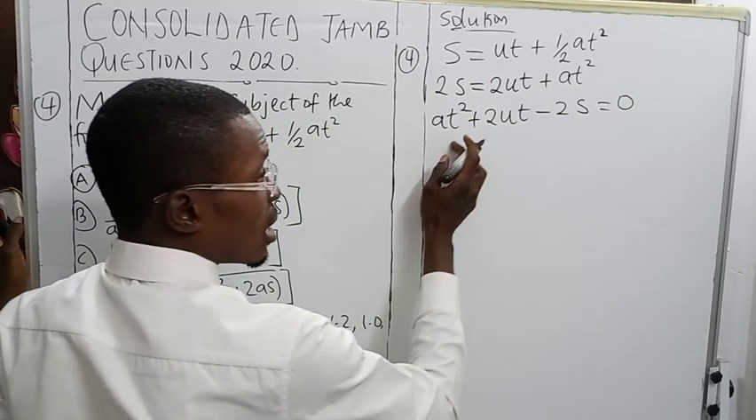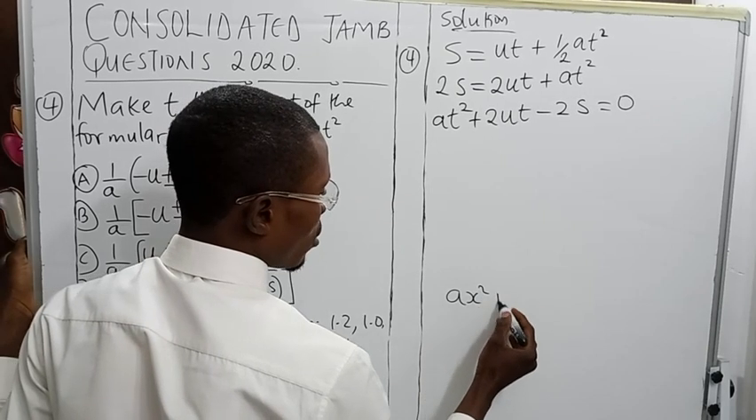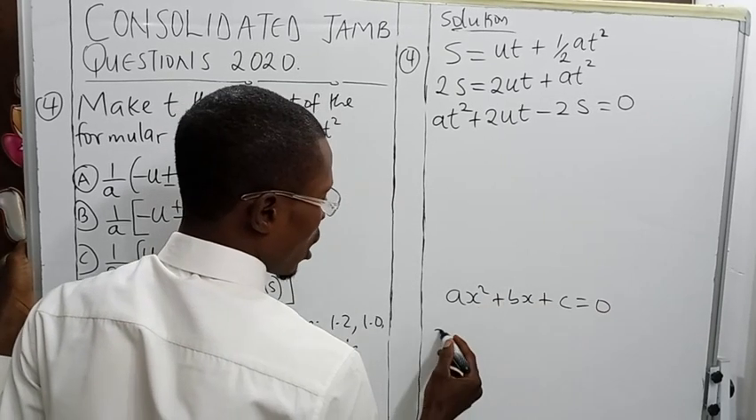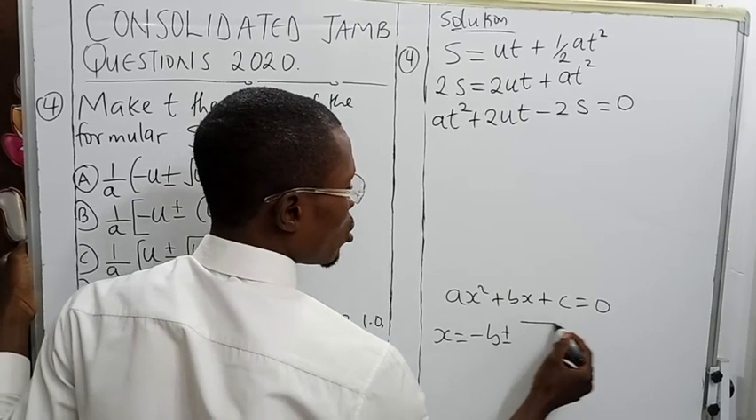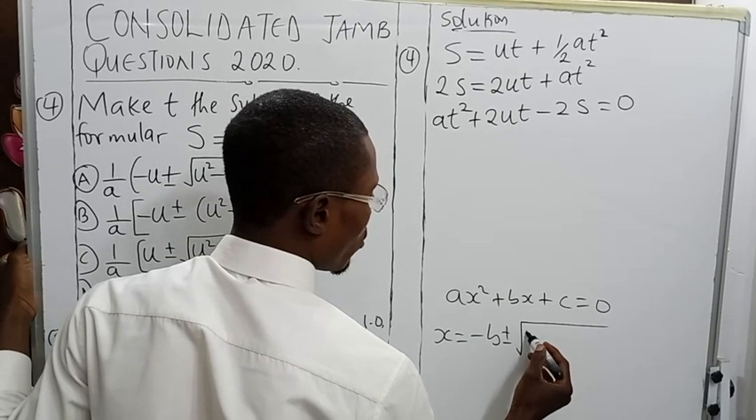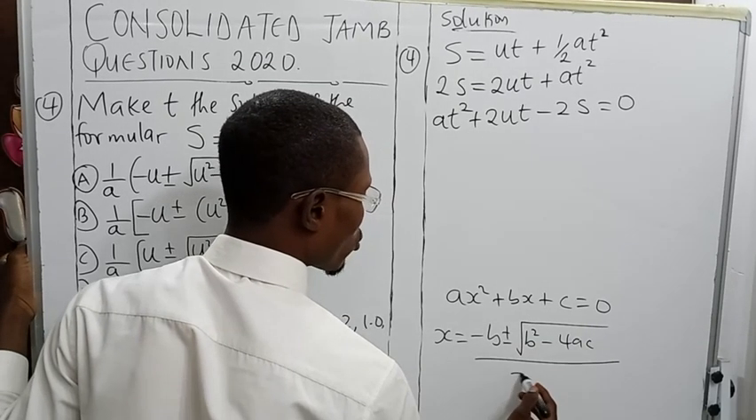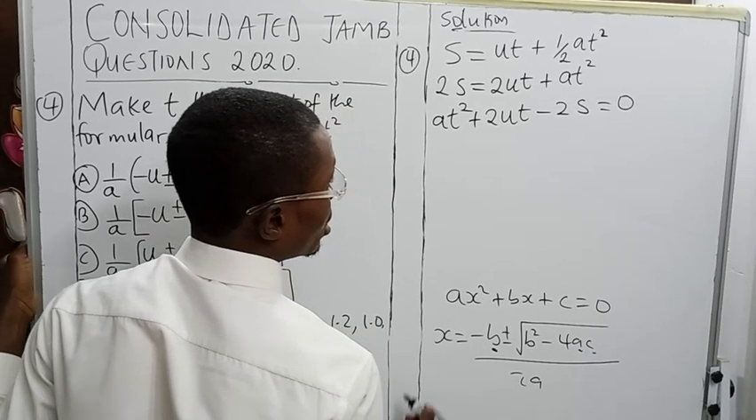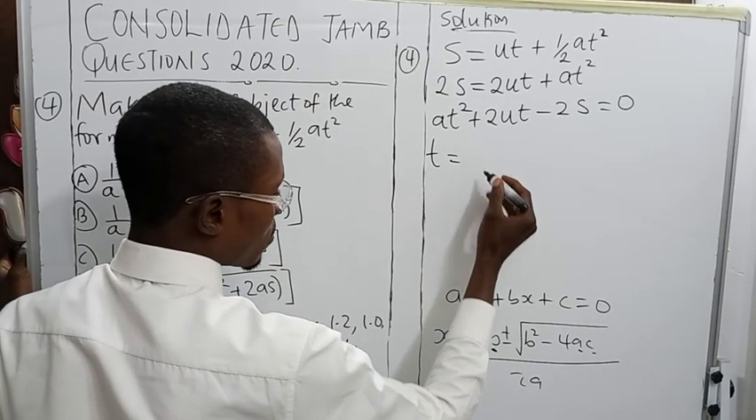Now if you observe, this looks like a quadratic equation. Given the quadratic equation ax squared plus bx plus c equals 0, our x will be given by this formula: minus b plus or minus the root of b squared minus 4ac, over 2a, where b is the middle term, a is the first term, and c is the constant term. Let's compare this. If you compare this, you have t equals what?